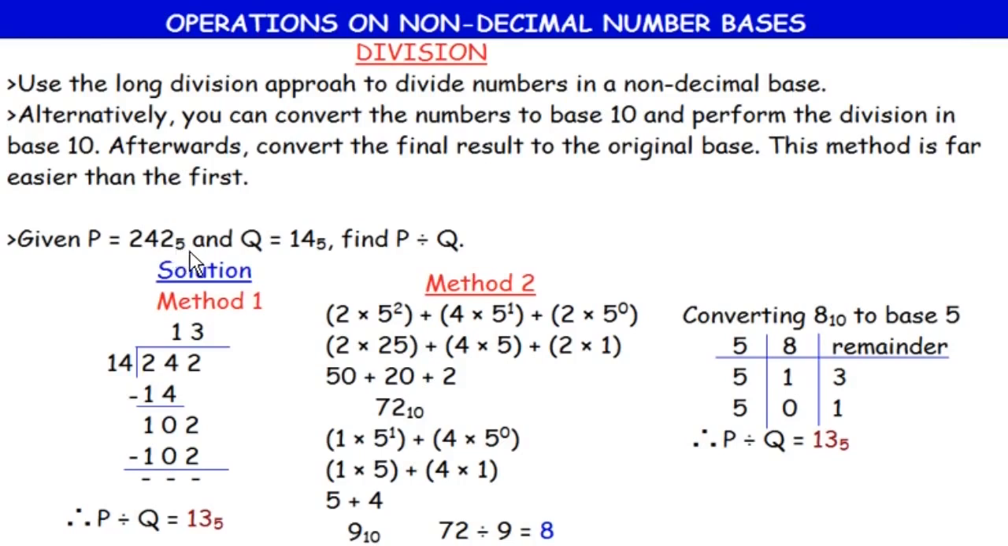So what is 242 base 5 in base 10? When you solve it, you are going to get 72 base 10. 14 base 5 in base 10, when you solve, you are going to get 9 in base 10. So now what is 72 divided by 9? The answer is 8. Then you convert your 8 to base 5. So in converting 8 to base 5, 5 goes into 8 one time, remainder 3. So that is our final answer, 13 base 5. You see we are getting the same answer, 13 base 5.